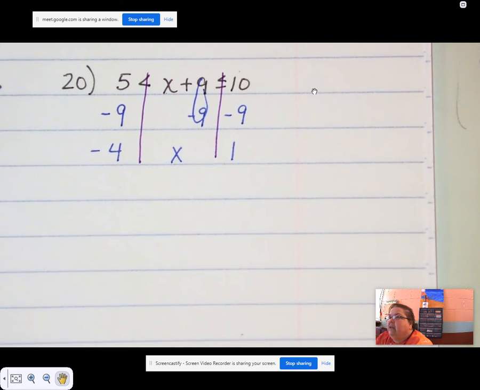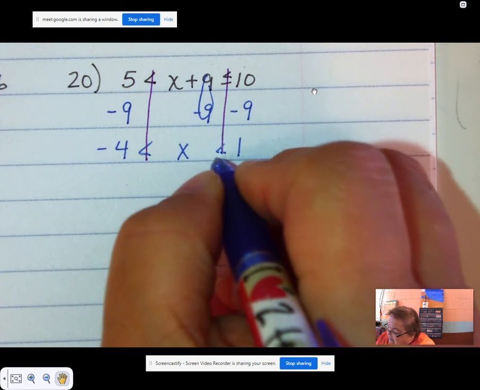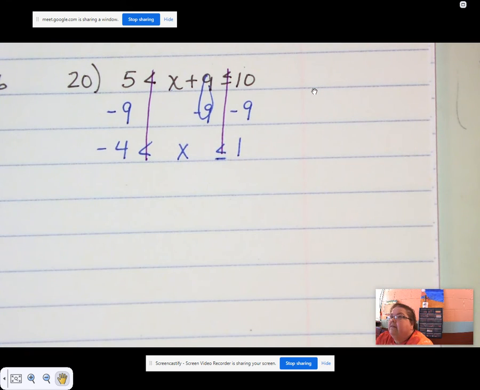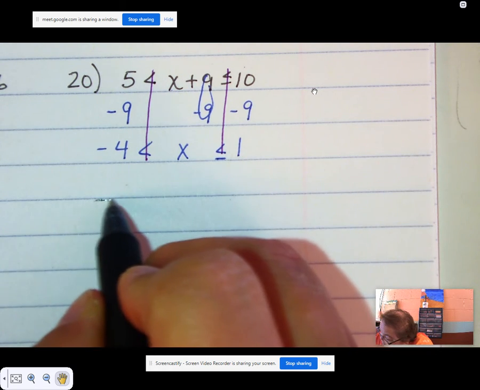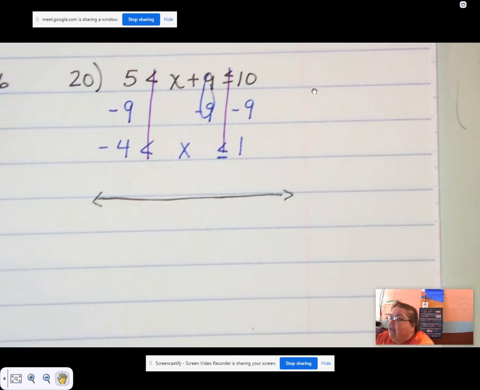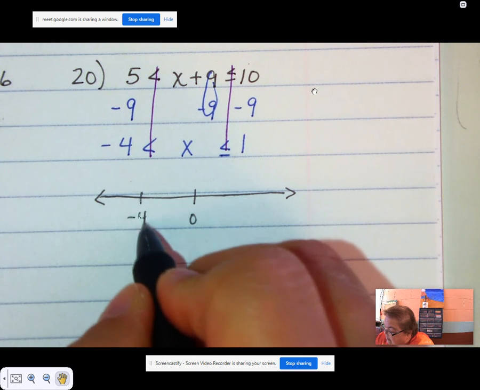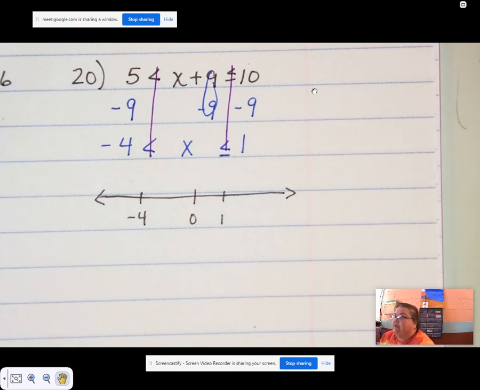Did I divide by a negative number? Nope. So just bring those symbols down. Okay. Now, I do want you to put your number line down here, and if you already have one, that's great. If you don't, there it is. And I only need a 0, negative 4, and a positive 1. I only need those numbers on your number line that you have to make.